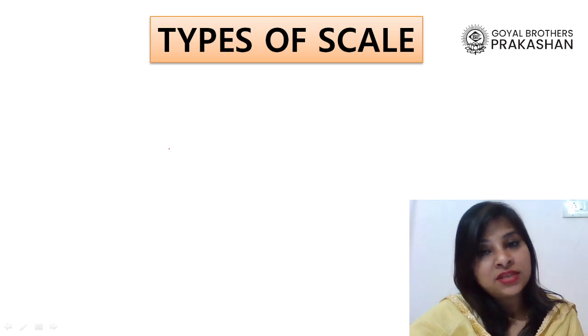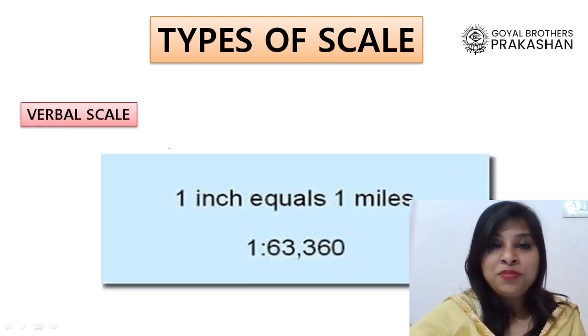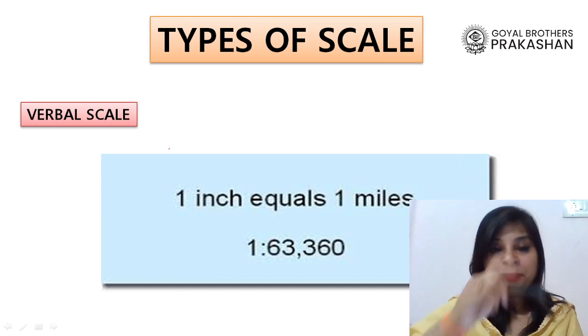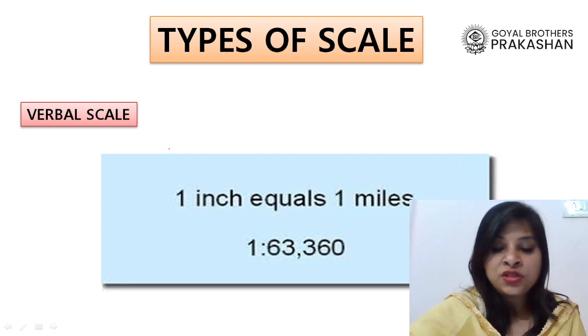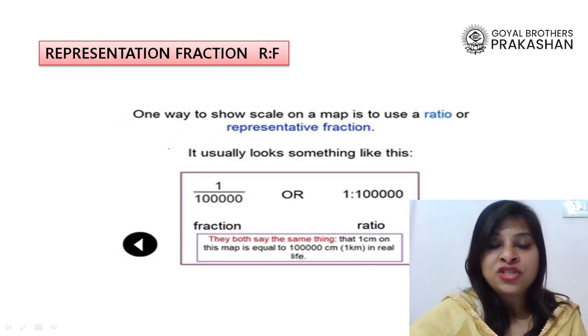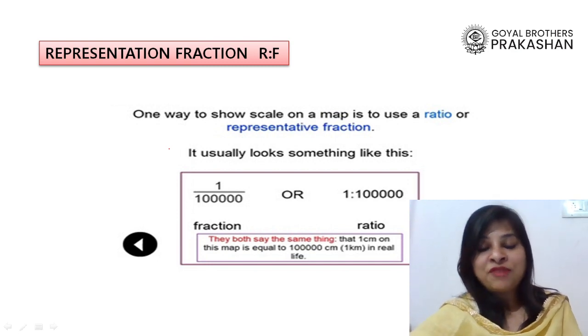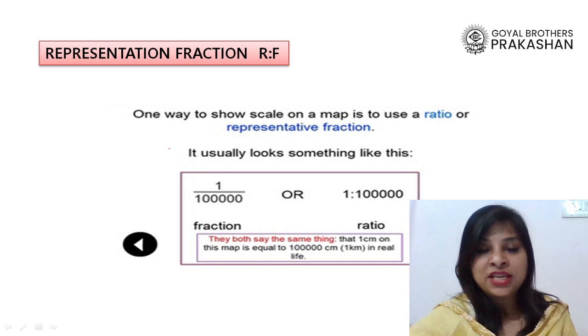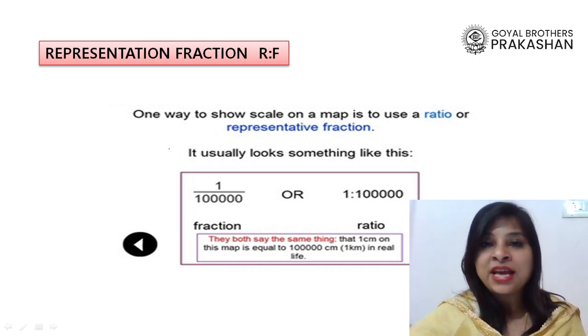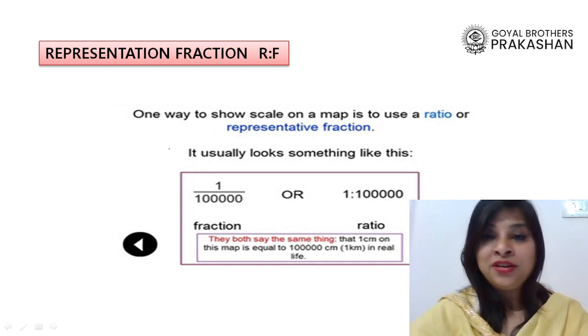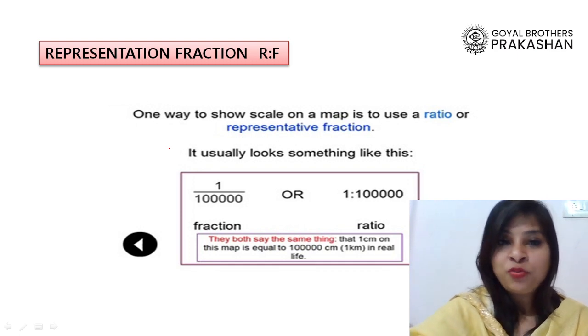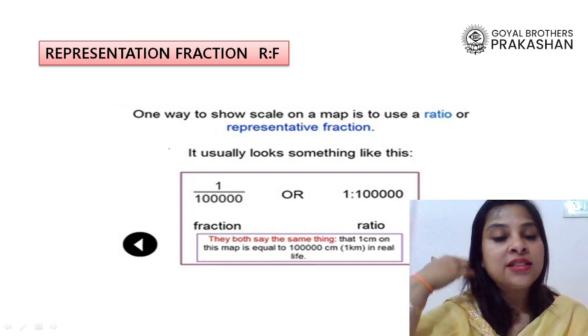Now types of scales. Now scales are also of different types. Verbal scale. Verbal means which you just write it straight. That is 1 inch equals 1 mile. Okay. So you just write like that. So this is a verbal scale. Representative fraction scale, that is the RF scale, which you will see on a topographical map. Actually all three types of scale you will see on a topographical map. When you see the actual topographical map, please ask your teachers, or they will definitely show you a sample of a topographical map. Now, what is a representative fraction scale? That is the RF scale.